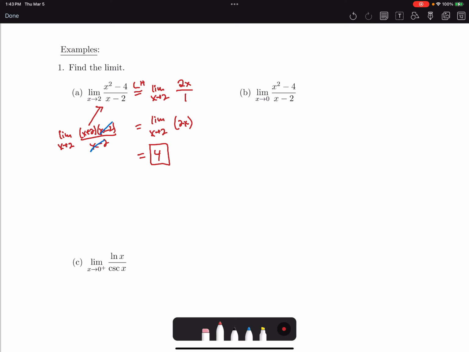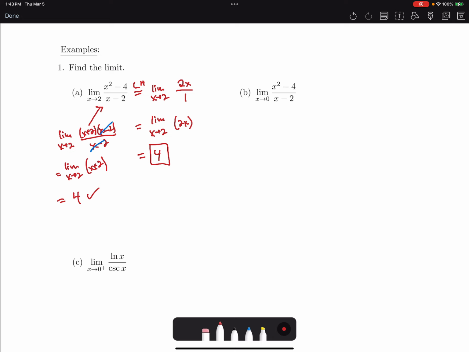And we would have been left with limit as x approaches 2 of x plus 2. And sure enough, when you plug in 2, you get 4, just like we got when we applied L'Hopital's rule. So L'Hopital's rule makes this a little bit easier, you know.